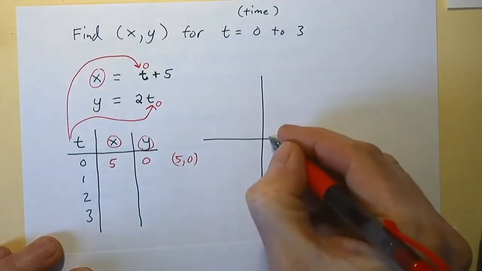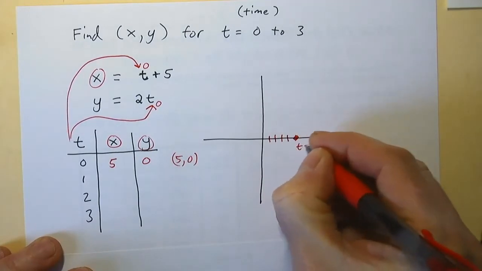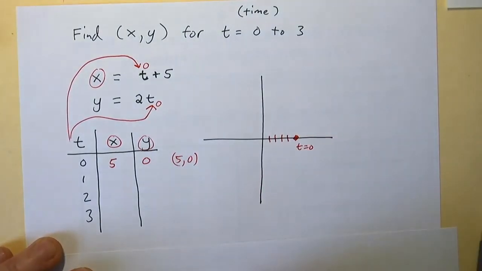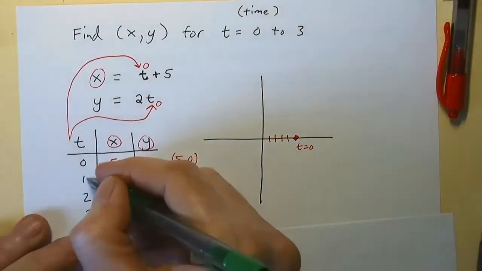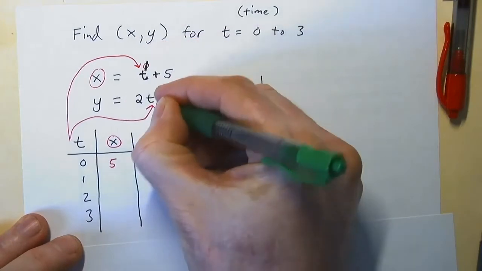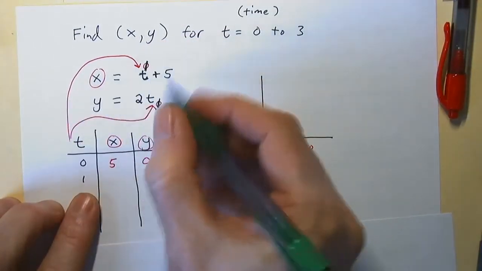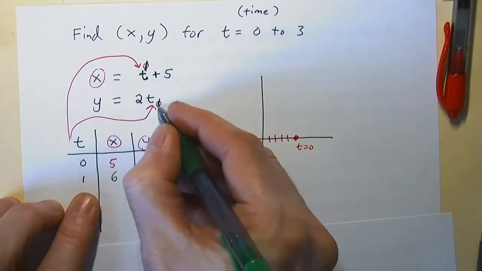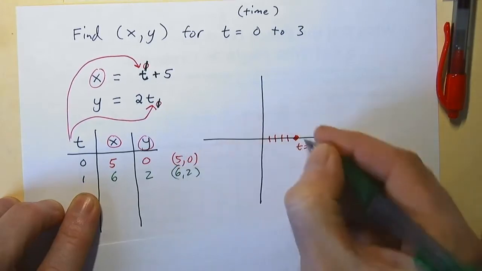So on my graph paper, I'll go 1, 2, 3, 4, 5. There it is, 5, 0. That's it. Time equals 0. You're at 5, 0. Okay, let's do 1 second. We'll do the next dot. I'll do a new color. We'll put in 1, and we'll put in 1. So we'll put it in x, right in here. 1 plus 5 is 6. 2 times 1 is 2. We get the x and the y. 6, 2.